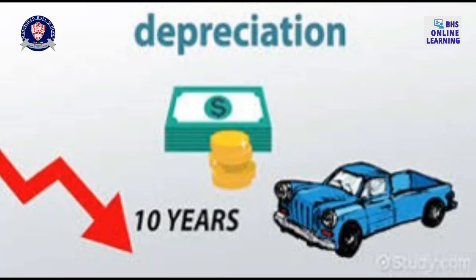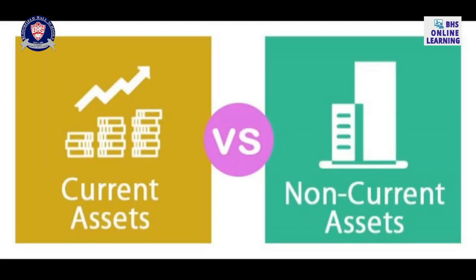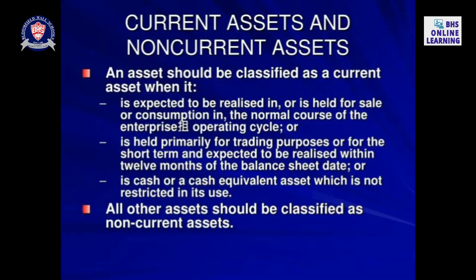Before starting depreciation, we need to know the difference between current assets and non-current assets. Current assets are those assets which keep on changing on a day-to-day basis with the business activities. Like inventory, the goods that the business trades in. So the inventory is held for sale or consumption in the normal course of the business operating cycle, or it is only used for trading purposes.